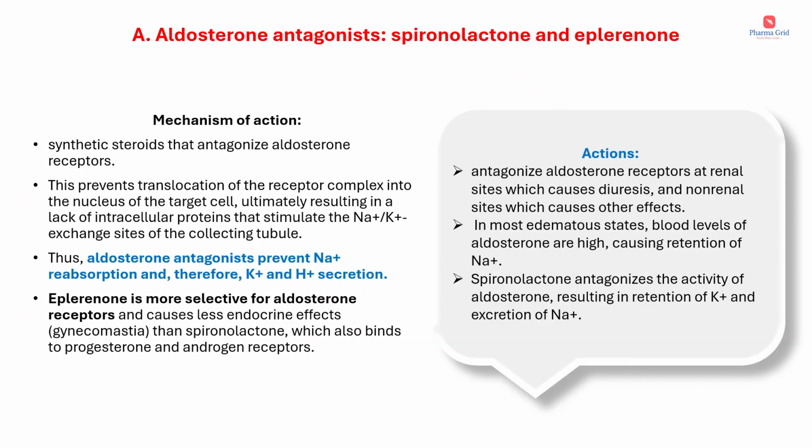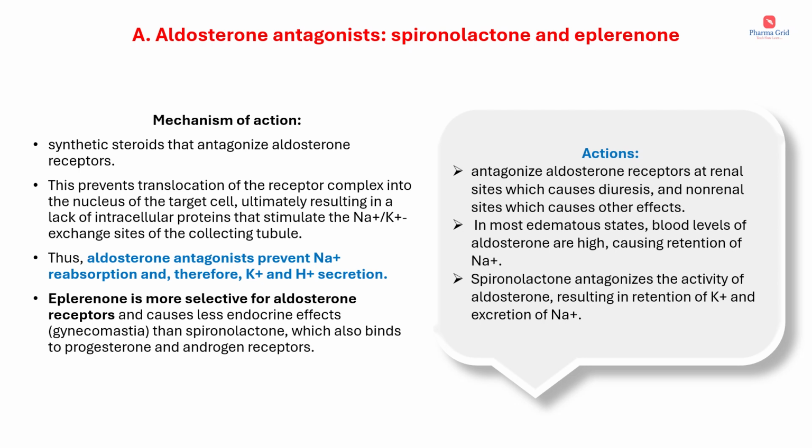Aldosterone antagonist examples include spironolactone and eplerenone. These drugs are synthetic steroids that antagonize the aldosterone receptor. So first we will see what is the action of aldosterone, how it acts. Aldosterone enters the cell and binds to a specific mineralocorticoid receptor in the cytoplasm of late distal tubule and collecting duct cells. The hormone receptor complex enters the cell nucleus where it induces the synthesis of aldosterone induced proteins. The net effect of aldosterone induced proteins is to retain sodium and excrete potassium.